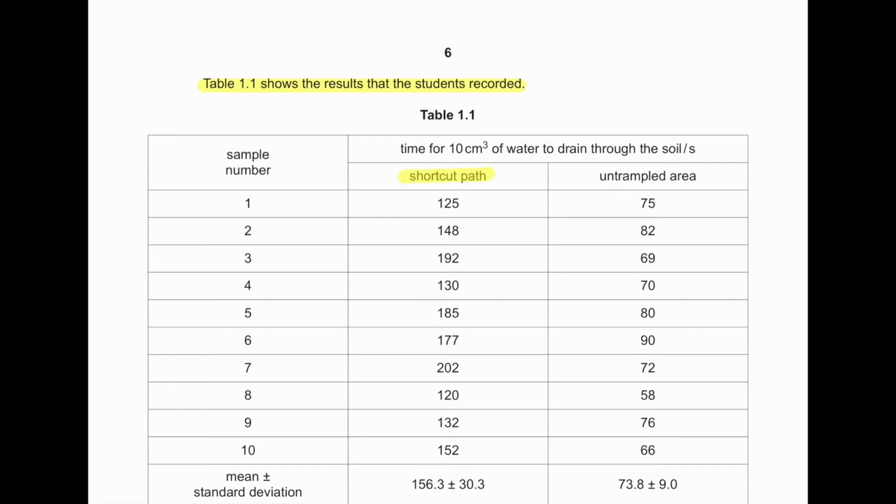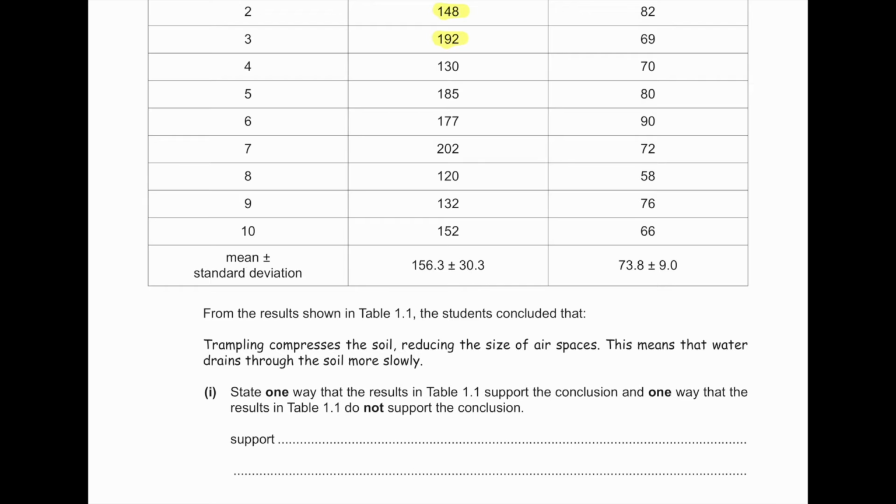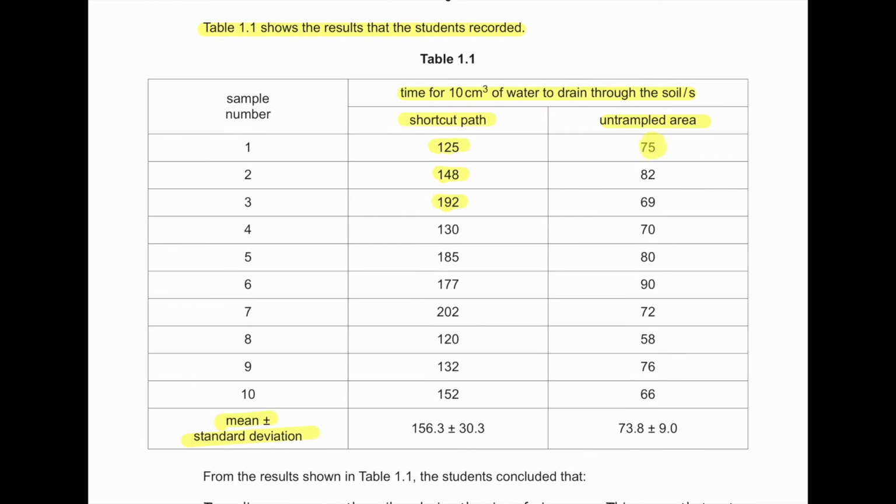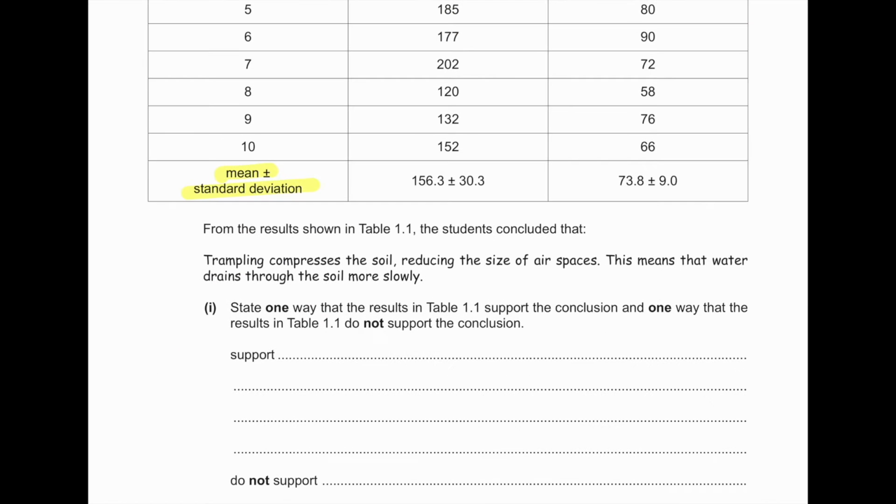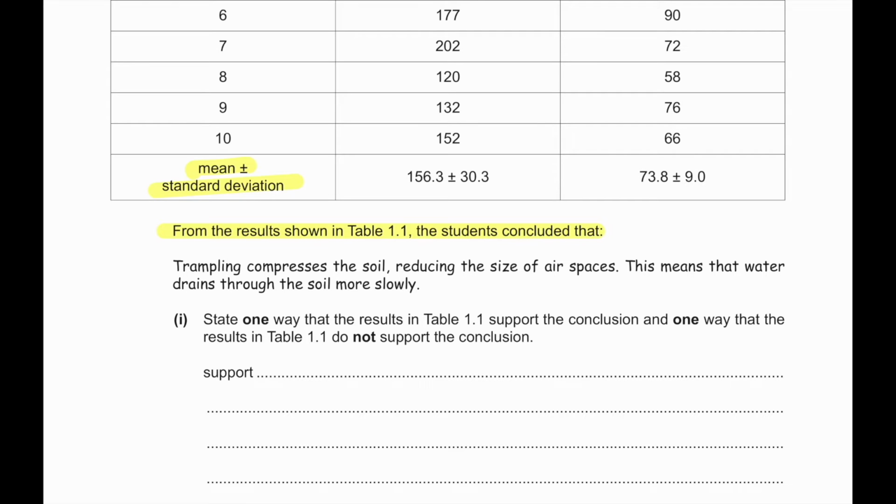The shortcut path time needed for 10 cm3 of water to drain through the soil is always higher than that of the untrampled area. As we can see, 125, 148, 192. The mean and standard deviation have been done. So in the untrampled area, the water drained faster. From the results shown in table 1.1, the students concluded that trampling compresses the soil, reducing the size of air spaces. This means that water drains through the soil more slowly.